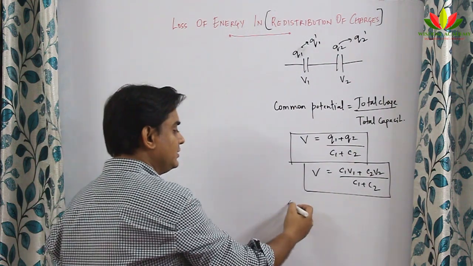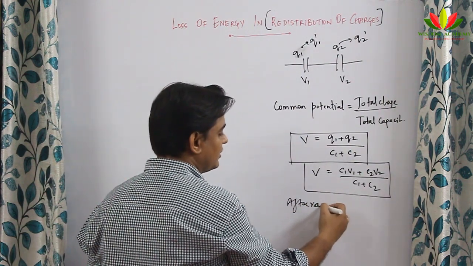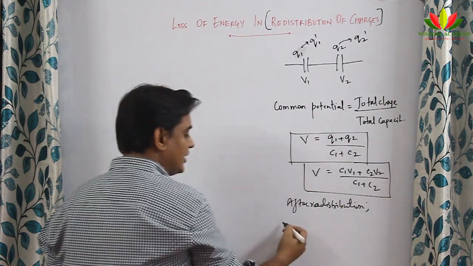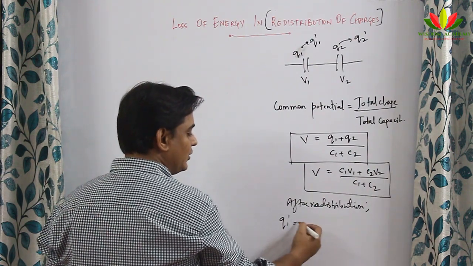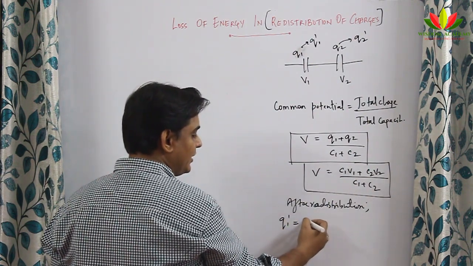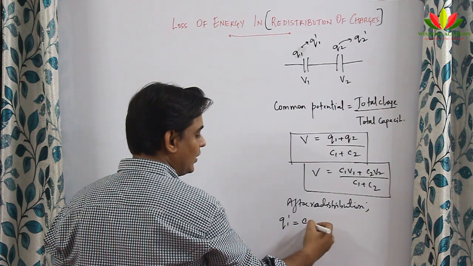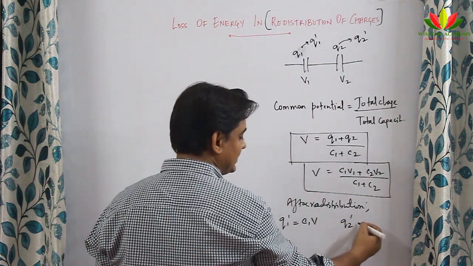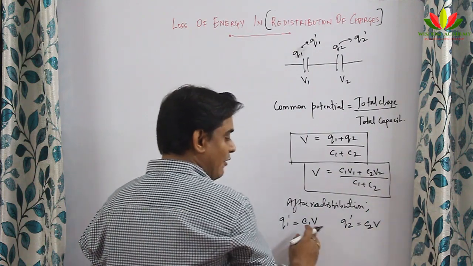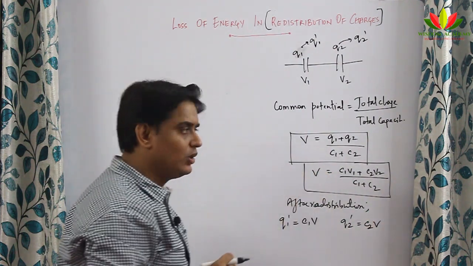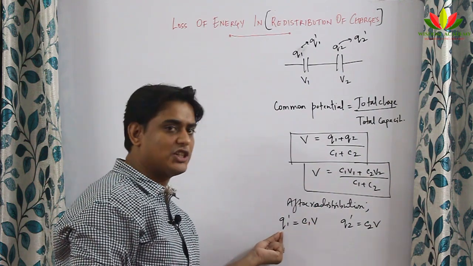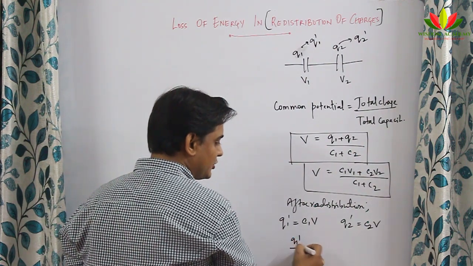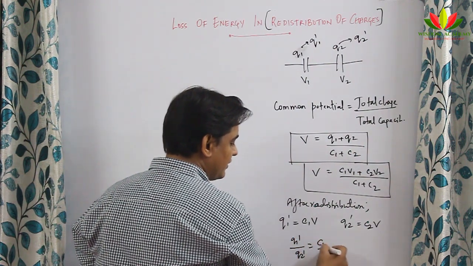After redistribution, the charge Q1 dash, we know that Q is equal to C into V, so it will become C1 into V, and Q2 dash will become C2 into V. Why am I not writing V1 and V2? Because V became the common potential now. So if I multiply common potential with capacitance, I will get the redistributed charge on the first capacitor. Now from here I can write Q1 dash by Q2 dash is equal to C1 by C2.